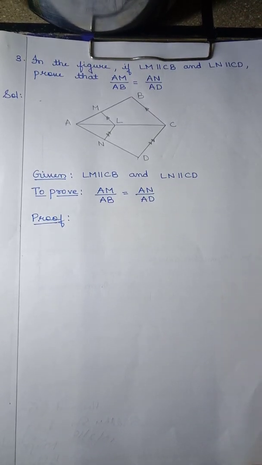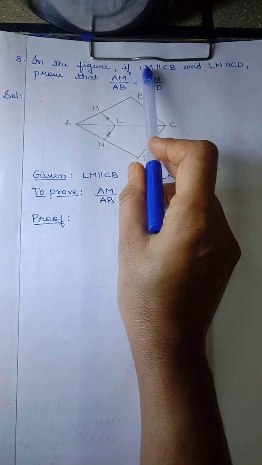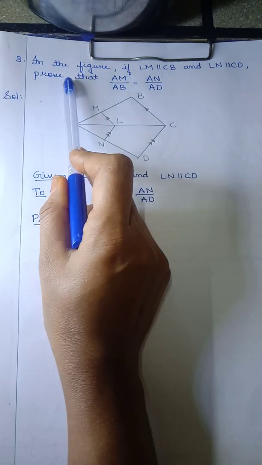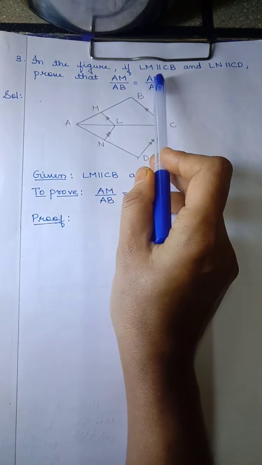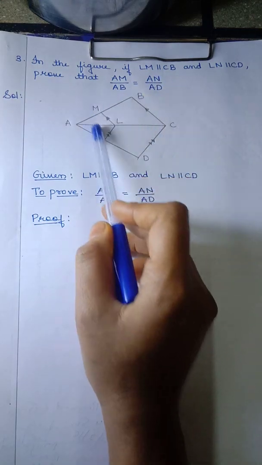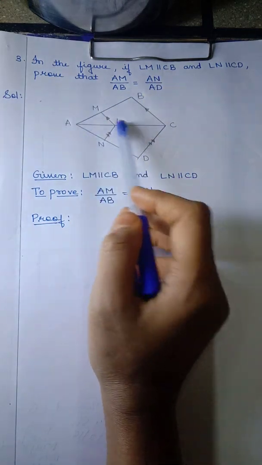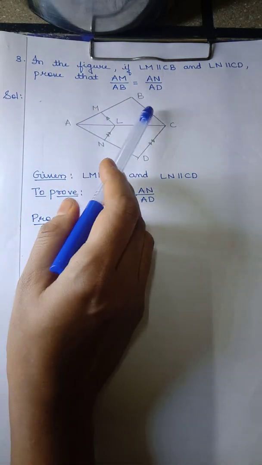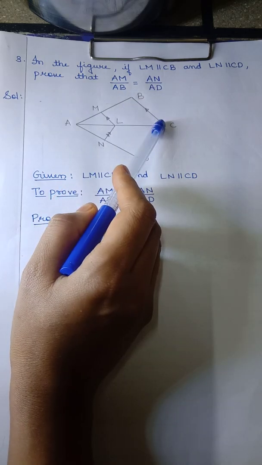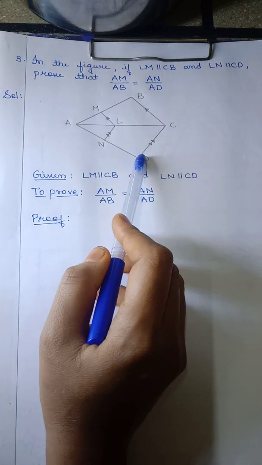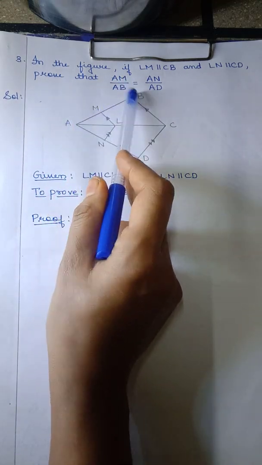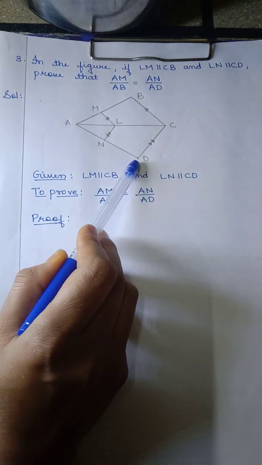Now children, let's see the third question of the exercise. In the figure, if LM is parallel to CB and LN is parallel to CD, prove that AM by AB is equals to AN by AD. So the figure is given in the question. In this given figure, LM is parallel to BC. You can see I have done the marking. LM is parallel to CB and LN is parallel to CD. You have to prove that AM by AB is equals to AN by AD.